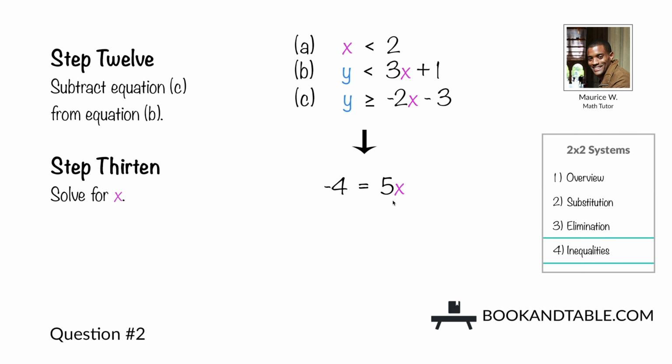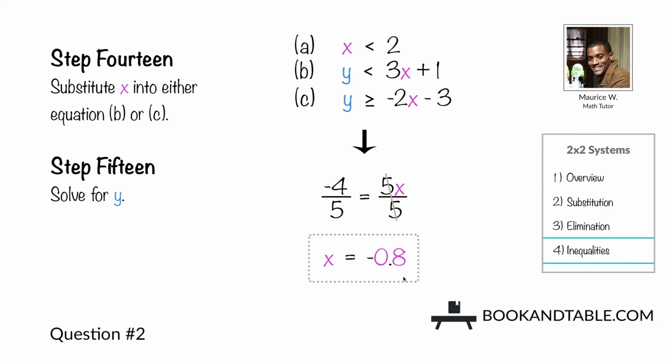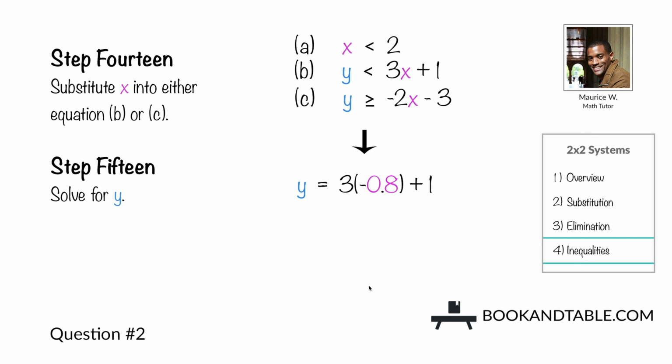And now we'll subtract 4 from both sides, giving us negative 4 is equal to 5x. We'll divide both sides by 5, giving us x is equal to negative 4 over 5, or x is equal to negative 0.8. So now we know the x coordinate for this vertex, so we could substitute x into either equation B or C and then solve for y. So if we plug it into B here, we get 3 times negative 0.8, which is negative 2.4. Plus 1 would give you negative 1.4. So vertex BC is where x is negative 0.8 and y is negative 1.4.